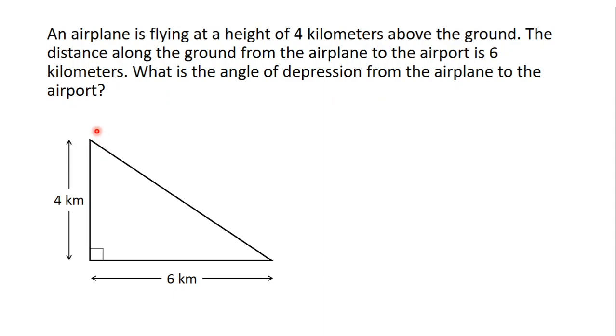Okay, so ulitin natin, andito yung airplane, andito sa baba yung airport. And kung babalikan natin definition ng angles of elevation and depression, lagi silang naka-base from the horizontal line. Meron tayong horizontal line dito. At merong angle made from this horizontal line. Ito. But this is not an angle of depression. Pataas to. It is an angle of elevation.